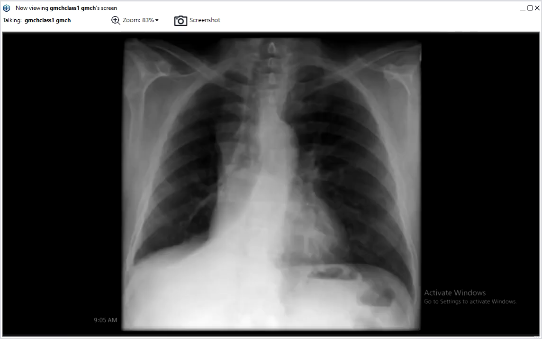So here you can see, what do you visualize in this X-ray? Okay, so what all can you see? There is a radio-opacity. The trachea is going to the right side. There is a radio-opacity in this area. There is loss of the cardiac silhouette. This area is again radio-opaque.